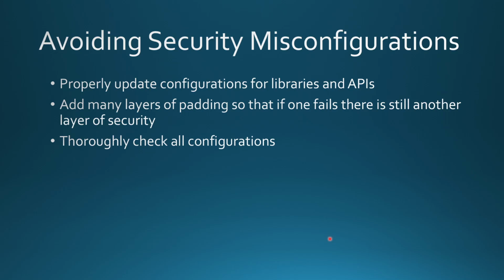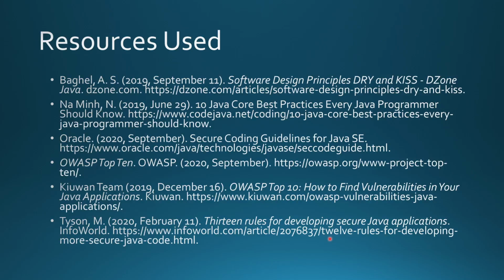To avoid security misconfigurations, you just need to properly update your configurations for libraries and APIs. So any API or library you use that may not necessarily be trusted always needs to be kept up to date, always. It's also important to add many layers of padding so that if one layer fails, there's still another layer of security. So if your front line fails, that doesn't immediately give an attacker access to the back. You also need to thoroughly check all configurations. So every configuration you have needs to be completely checked to make sure that it is accurate and, more importantly, not default.